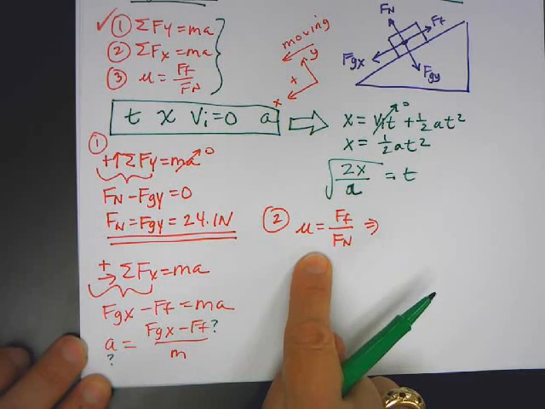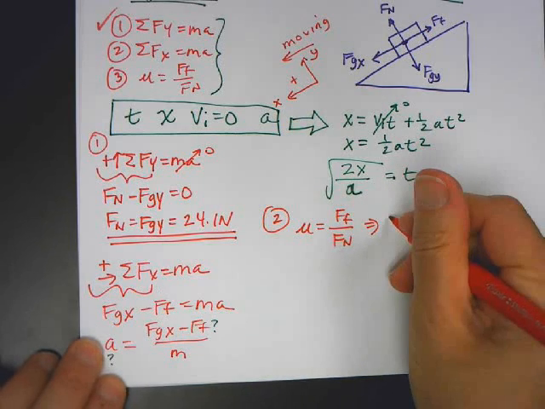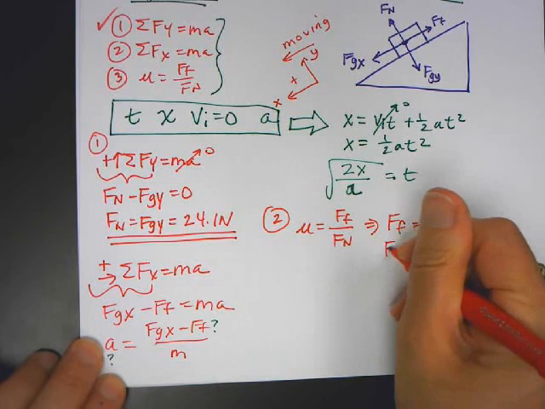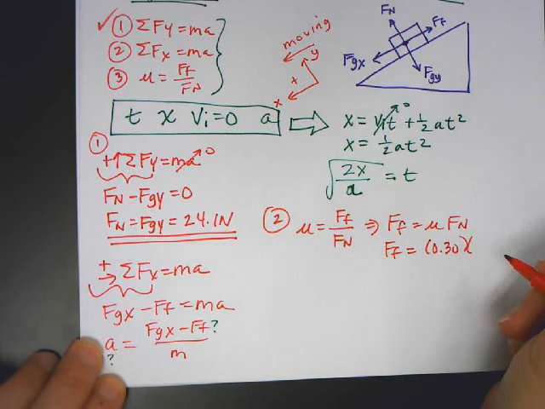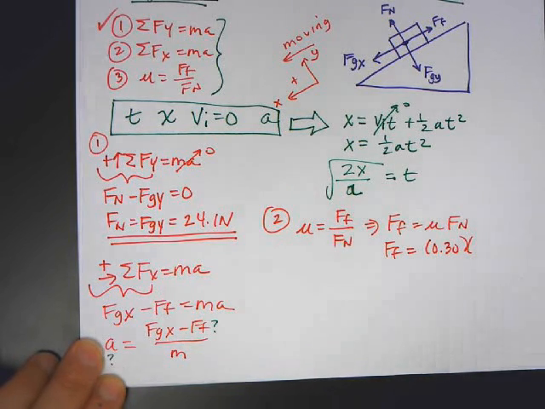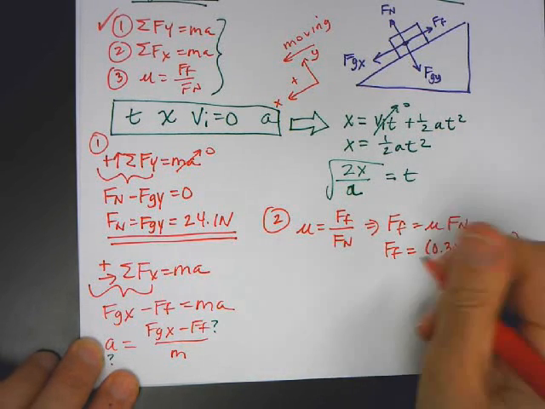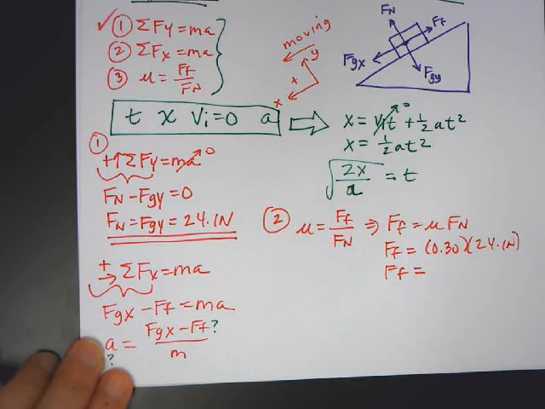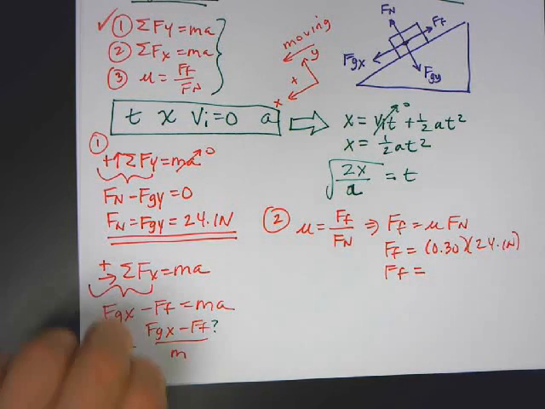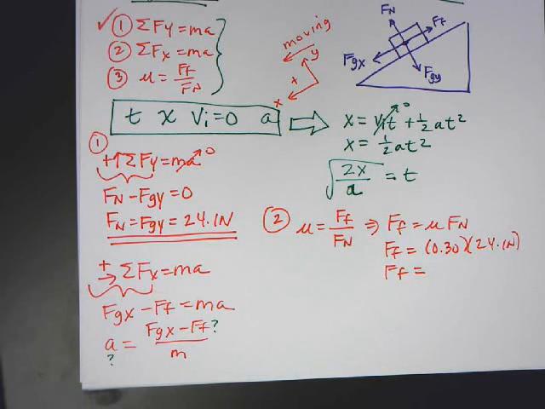So now I go back here, and I use my mu equation. So mu is Ff over Fn. So that's Ff is equal to mu times Fn. So Ff is equal to mu 0.3 times Fn, which is 24.1. So Ff, did we figure out Ff? Okay, so 24.1 times 0.3 comes out to be 7.23.